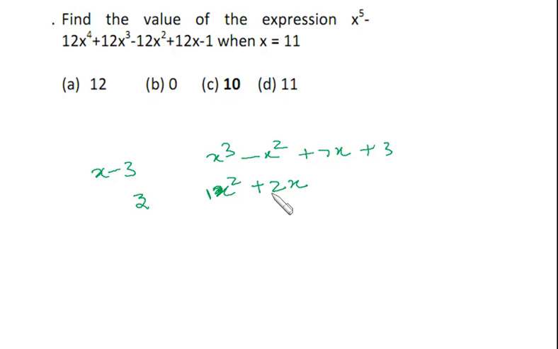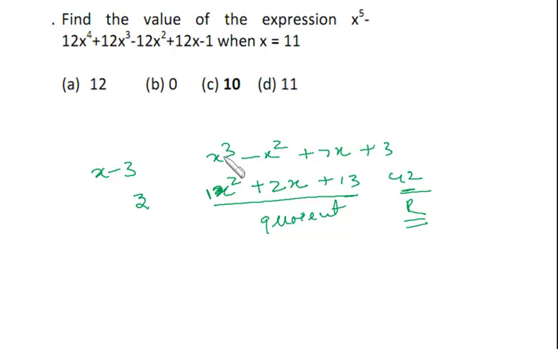Okay, same thing, 2 into 3, 6 plus 7, 13. Right, 13 into 3, 39 plus 3, 42. So you got a constant over here and a constant over here, but you see I didn't put the positive or negative sign over here. Precisely, x cube minus x square plus 7x plus 3, if it is divided by x minus 3, that is the quotient and that is the remainder.